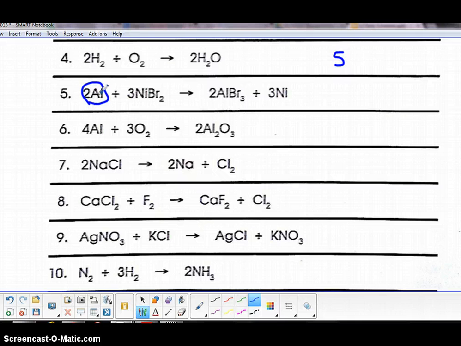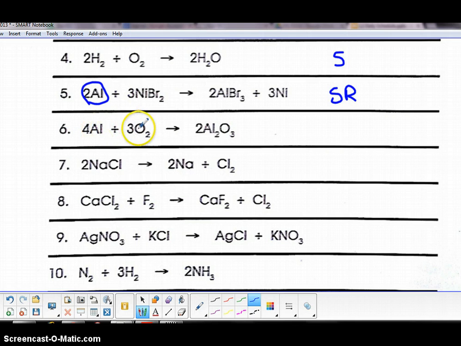So I have 2 elements in a sense, and I have the ionic compounds. So element and a compound makes a single replacement. Number 4, I'm only counting 3 things. It's only going to be a synthesis or a decomposition.